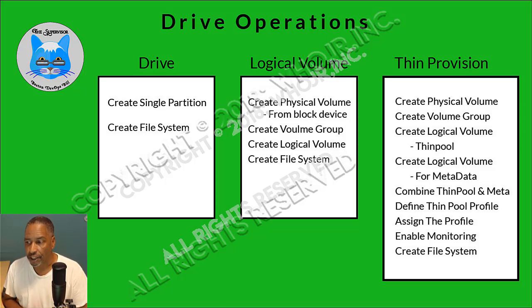For our thin provision, we're going to pretty much follow the same sequence of events as we did for the logical volume, but we're going to add a new volume to that, which will be the metadata volume. Then we'll combine those two together, put a file system on top of it, and enable monitoring, as well as giving it a profile that says how we want these drives to grow.